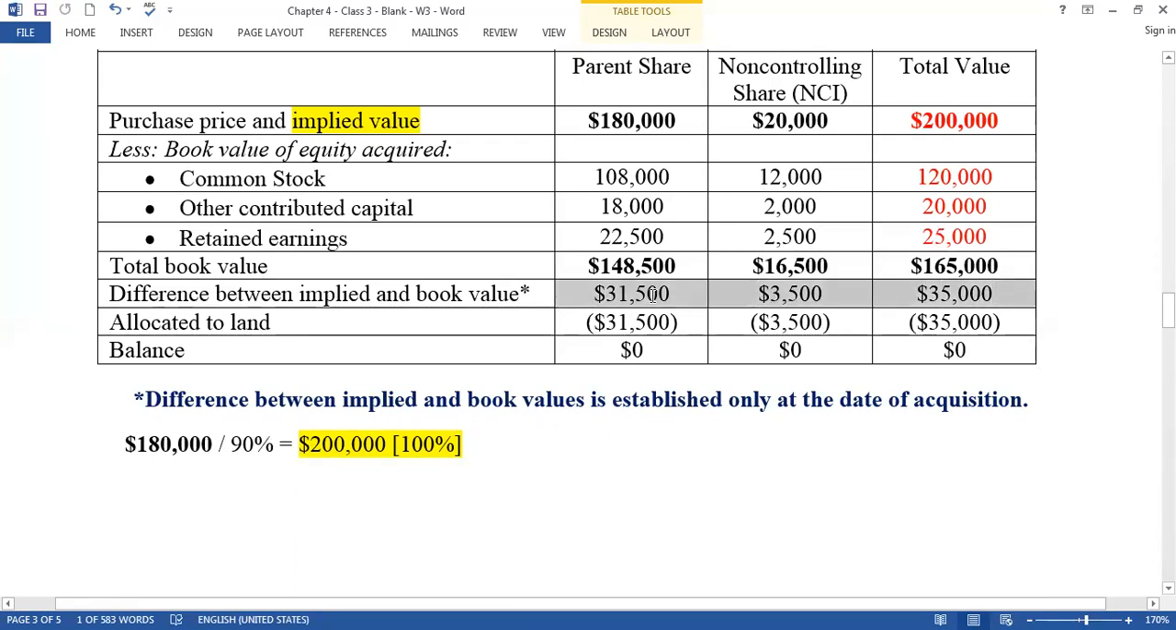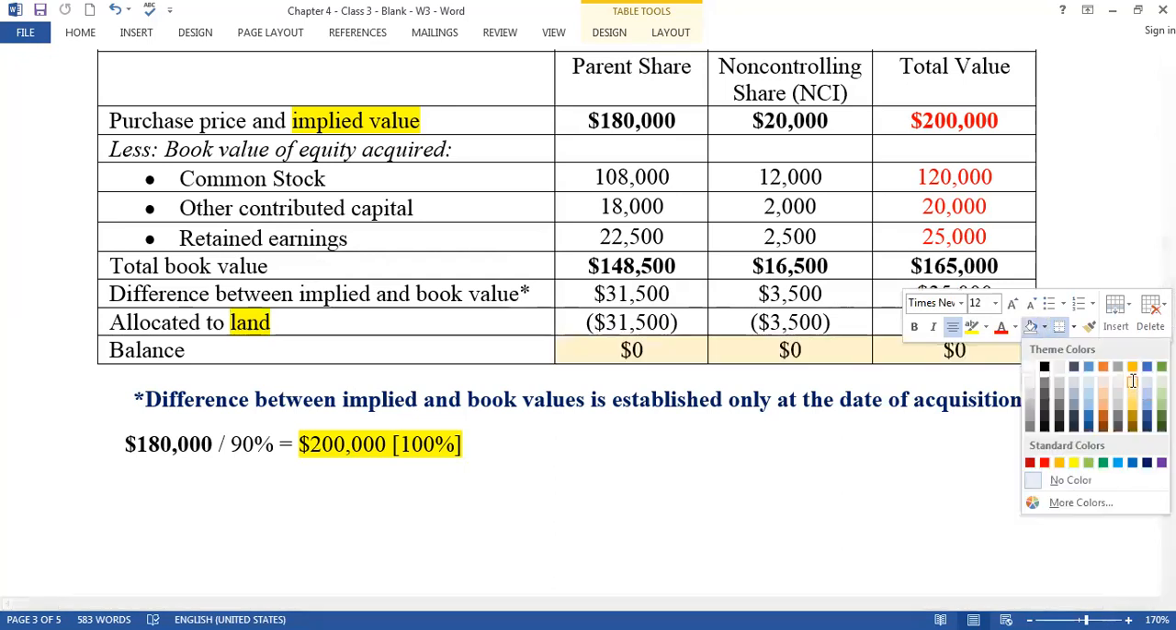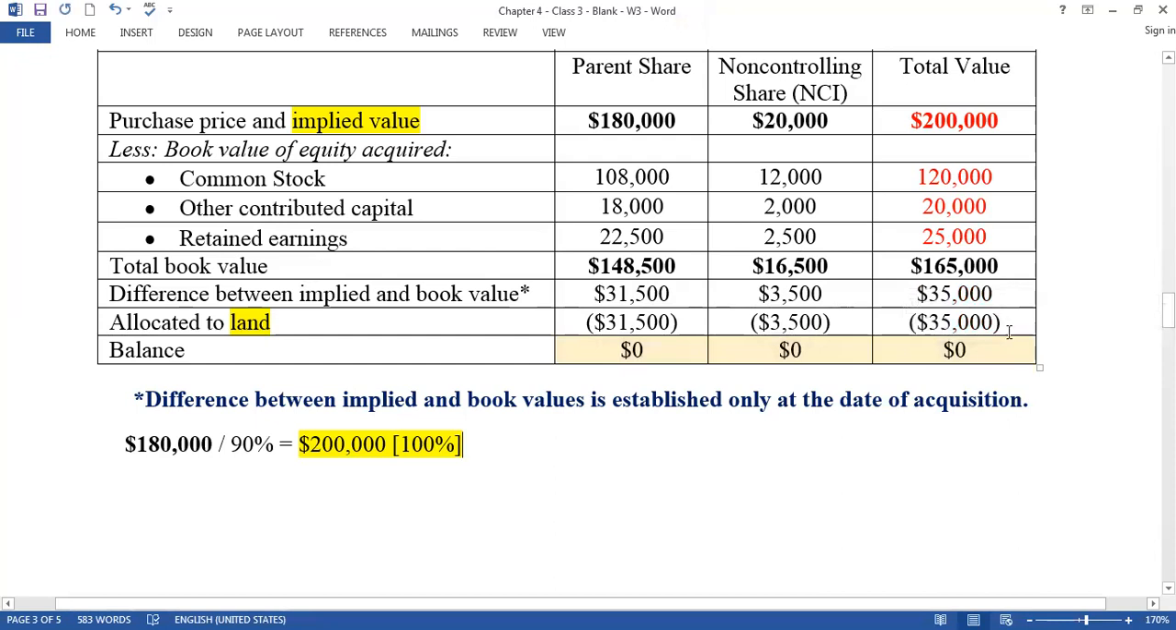So we find the difference. Now the question said that we have to make our difference zero, because we are going to allocate the difference to the land account. So how to make the difference zero? If we subtract a similar amount, we become zero, right? So it is zero and we transfer it to the land account.